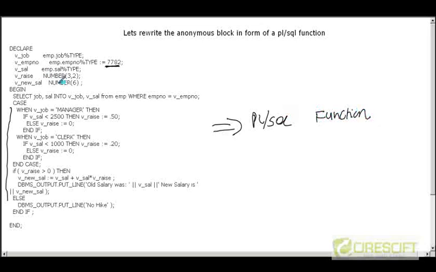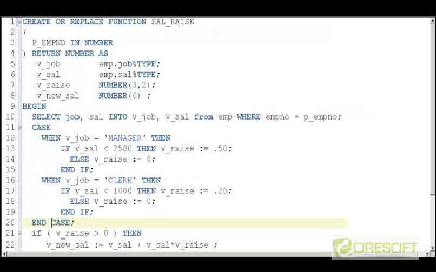The same thing we have already written as a PL SQL procedure in our last video, and in this video we are going to rewrite the same procedure as a function. So this is how we're going to do it. Create or replace function, and the function name is salRaise. We take a parameter p_employee_number. We return a number. Alright, so if you return a number, then we are going to get a number. How we are going to return that number, we'll see.